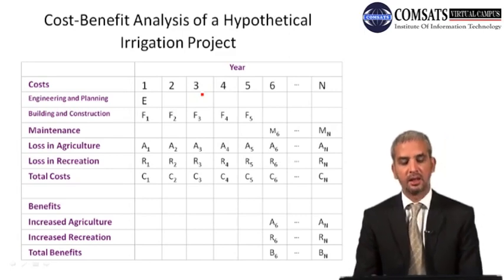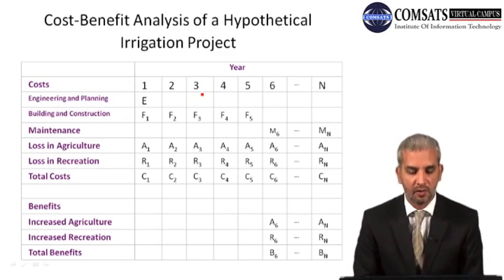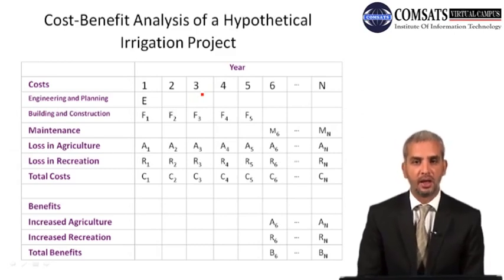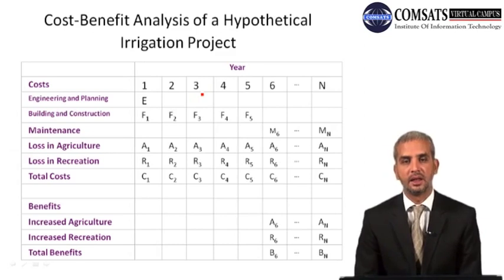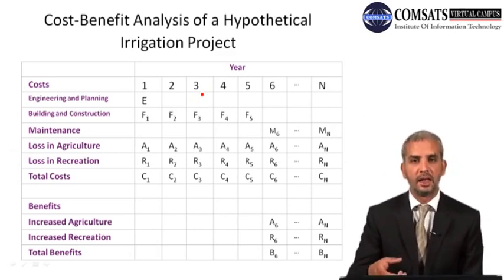Now then there is the cost of loss in agriculture. Loss in agriculture again would start from the first year, because when you procure land for building that water reservoir or lake, and when you procure land for making those canals and all that, then immediately that land won't be able to be utilized for agriculture crops.